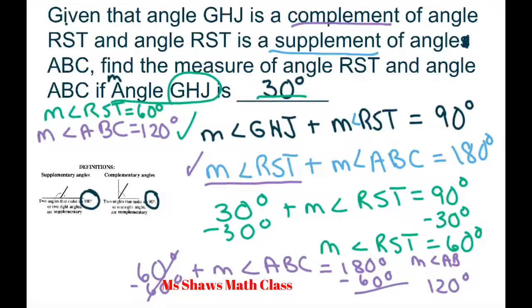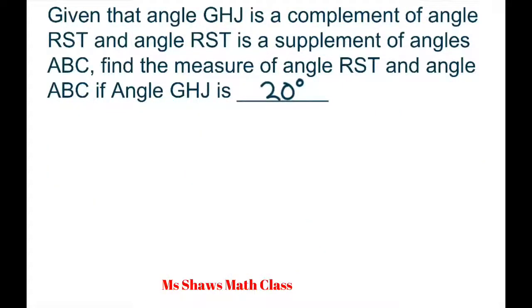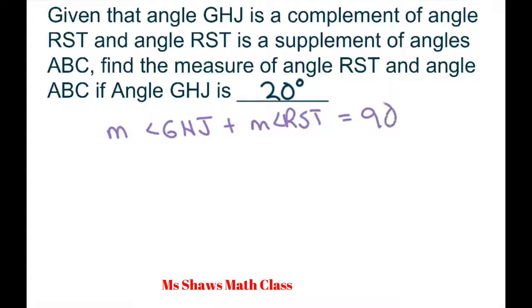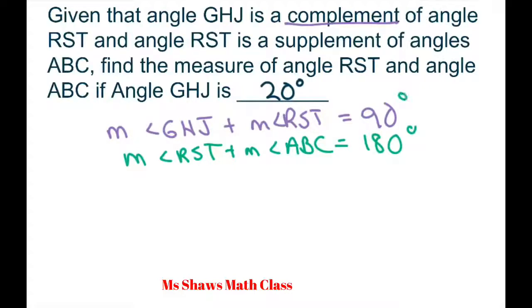Okay, I have two more that you can do and we'll go over. So it's the same thing. We're going to write the measure of angle GHJ plus the measure of RST equals 90 degrees because it's a complement of angle RST, and the measure of RST plus the measure of angle ABC equals 180 degrees. Put degrees here.